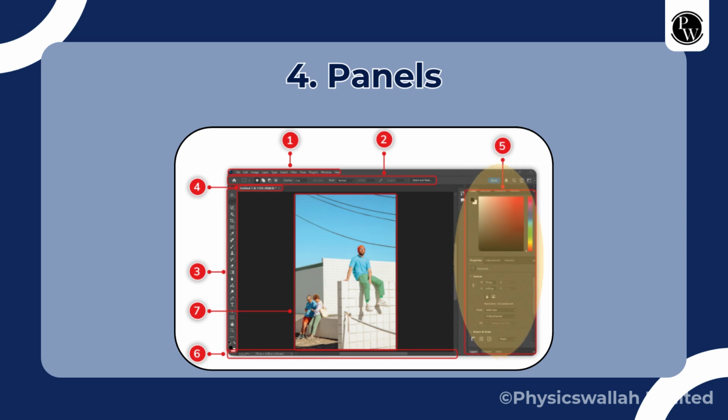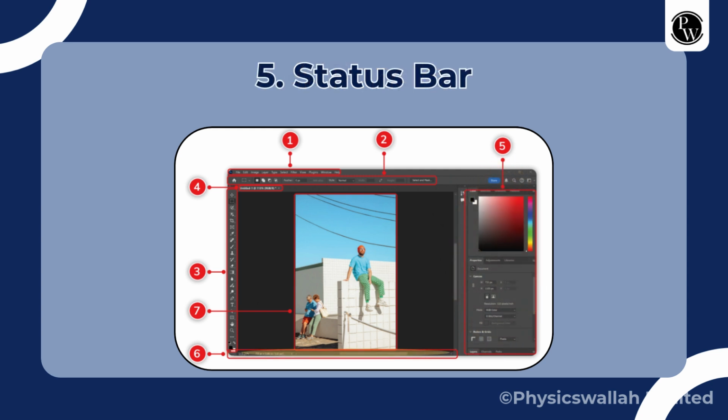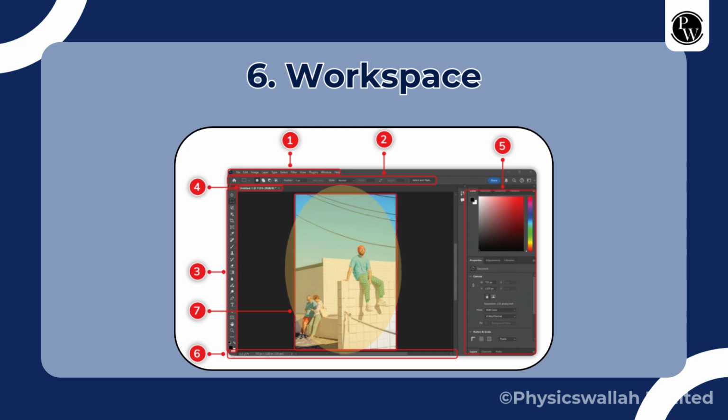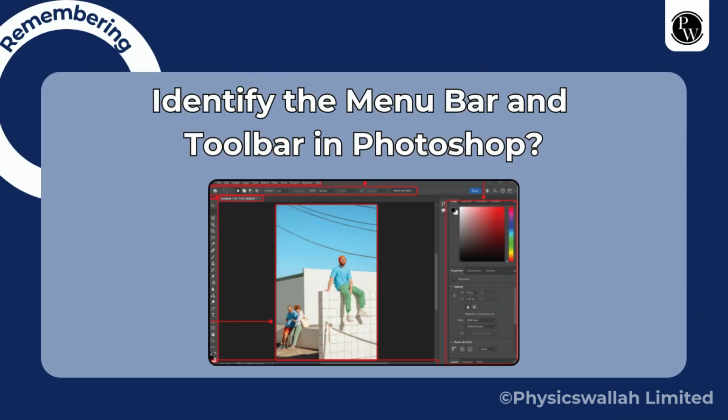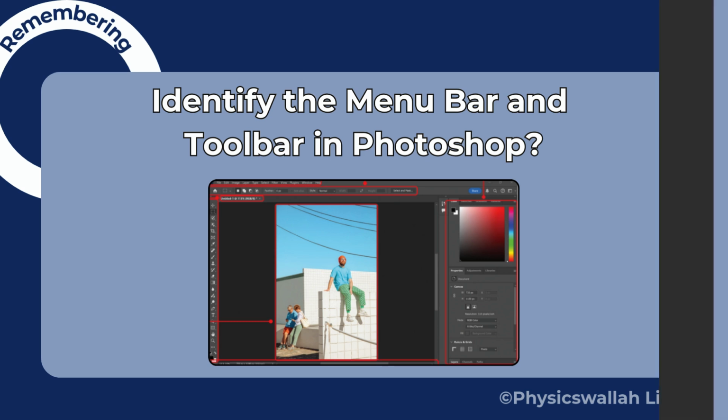Panels, organizes layers, history and properties. Status bar, displays zoom level and file information. Workspace, the main area where you edit images. Now, can you identify the menu bar and toolbar in Photoshop? Try opening Photoshop and locating them.